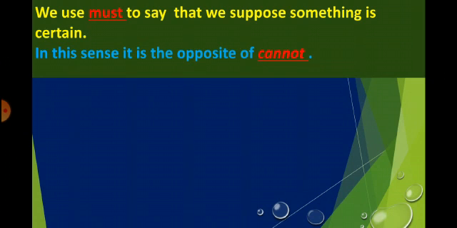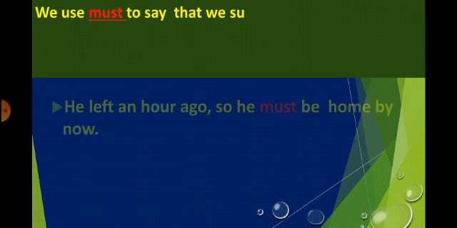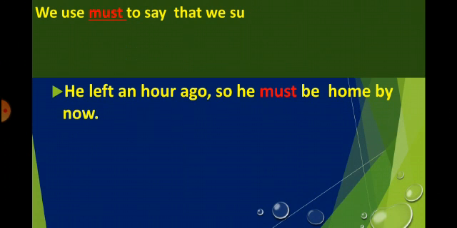We use must to say that we suppose something is certain. In this sense, it is the opposite of cannot. He left an hour ago, so he must be home by now. It means I feel sure that he is at home now.